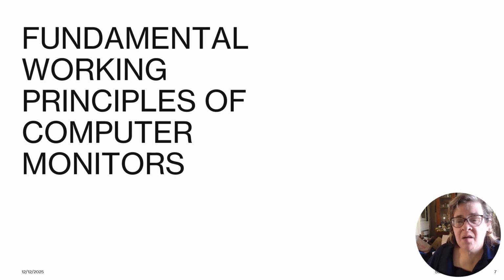We'll explore how monitors receive signals and external and key internal components and important parameters like resolution, refresh rate, and color reproduction that affect display performance.